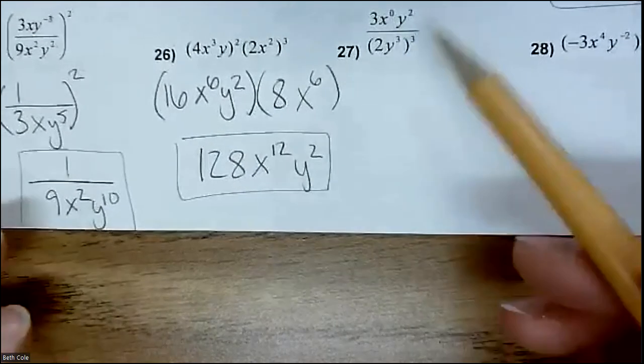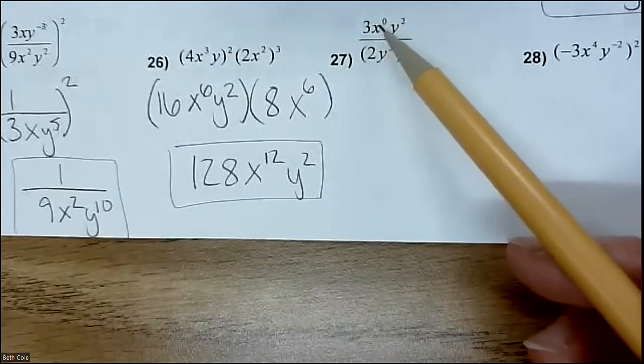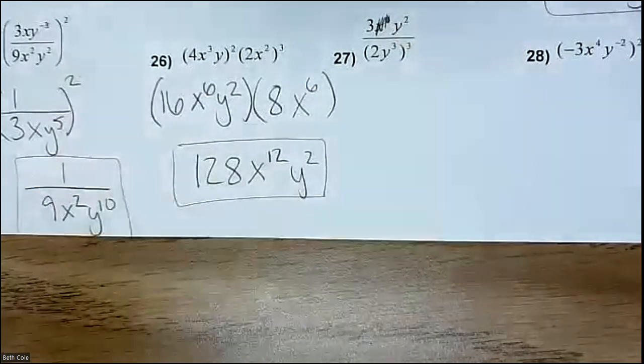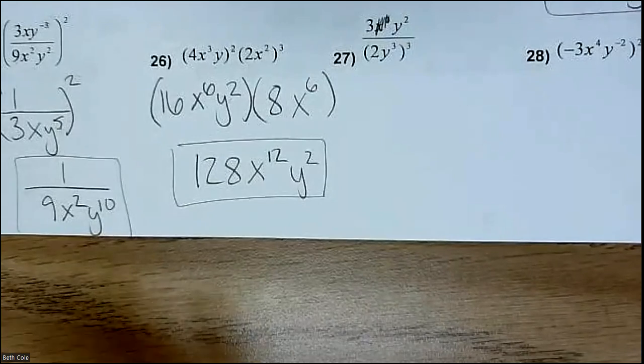Cool. Do you see this x to the nothing? Yeah. That would just be 1. And so you can ignore it. Honestly, if you want to just scribble it out and pretend it's not there, it would just be 1 and you can just ignore that.